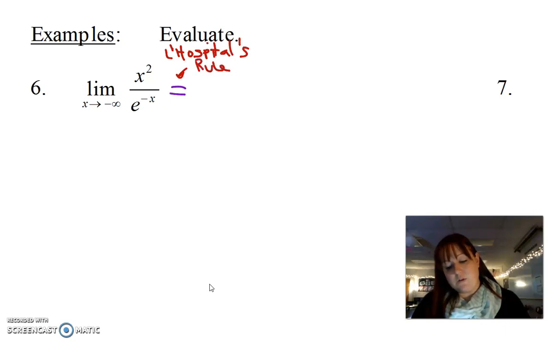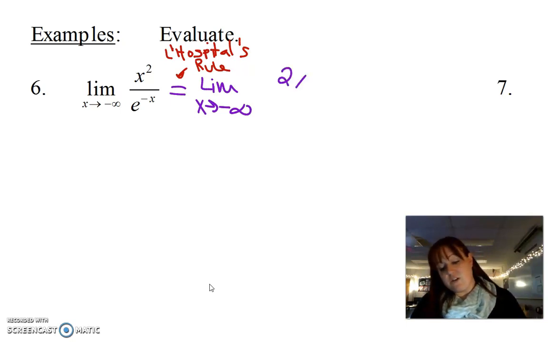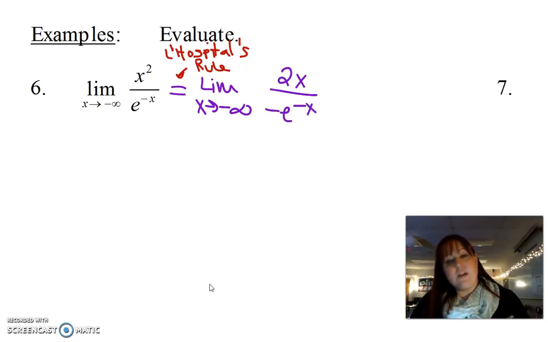I'm going to apply L'Hopital's rule, so that limit equals this new limit, right? The limit of that function equals the limit of this function, which is just the derivative of the top over the derivative of the bottom. And I use the chain rule to find that the derivative of the bottom is negative e to the negative x.